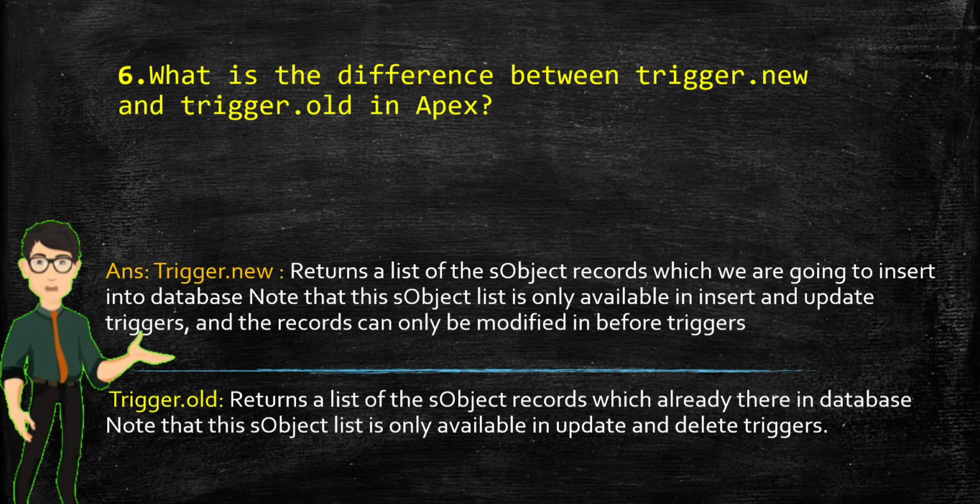Question number 6 is what is the difference between Trigger.new and Trigger.old? Trigger.new returns the list of sObject records which are going to be inserted into the database. Note that this sObject list is only available in insert and update triggers, and the records can only be modified in before triggers. But Trigger.old returns the list of sObject records which are already present in the database, and this sObject list is only available in update and delete triggers. Because the record is already present in our database, it is an update or delete. We cannot insert the data there, whereas with Trigger.new we can insert and update the records.